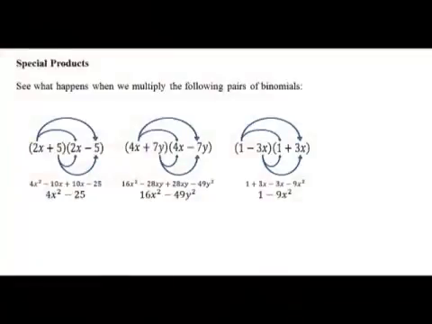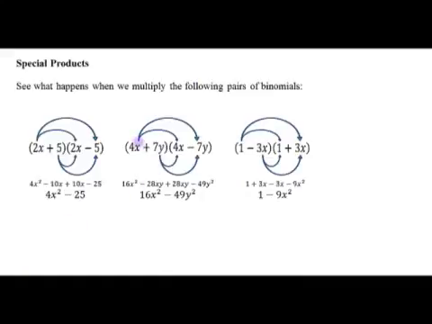Special products. Let's see what happens when we multiply the following pairs of binomials. First, 2x plus 5 times 2x minus 5. That gives me 4x squared minus 10x plus 10x minus 25. When I combine the like terms in the middle, I have just 4x squared minus 25.